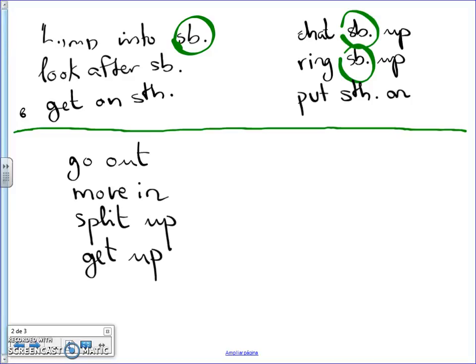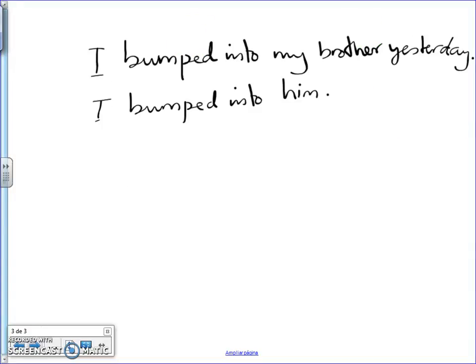In the first type of transitive phrasal verbs, we have bump into somebody, look after somebody, get on something. Right, here's an example. I bumped into my brother yesterday. I bumped into him. In this case, the object, my brother, okay, needs to be after the particle. So we say, I bumped into my brother, I bumped into him. No other position is possible here.